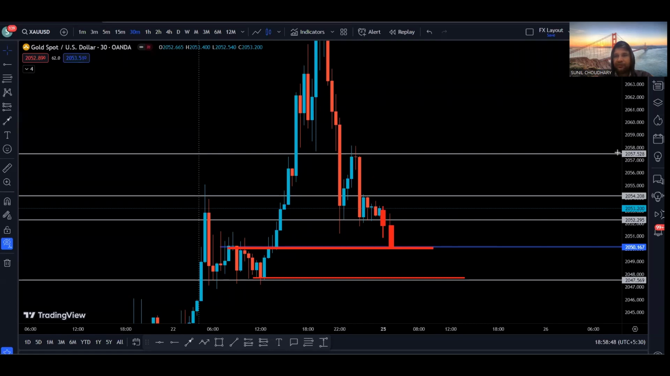Otherwise, the second scenario can be that the price came down and we came up, basically this level rejected the price and we get resistance at this area. Then I'll be looking to take a short in order to target this area. So that is something on the 30-minute time frame on gold.